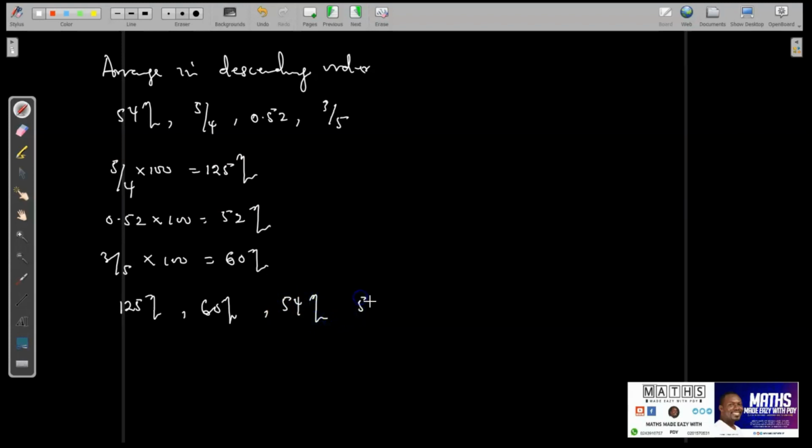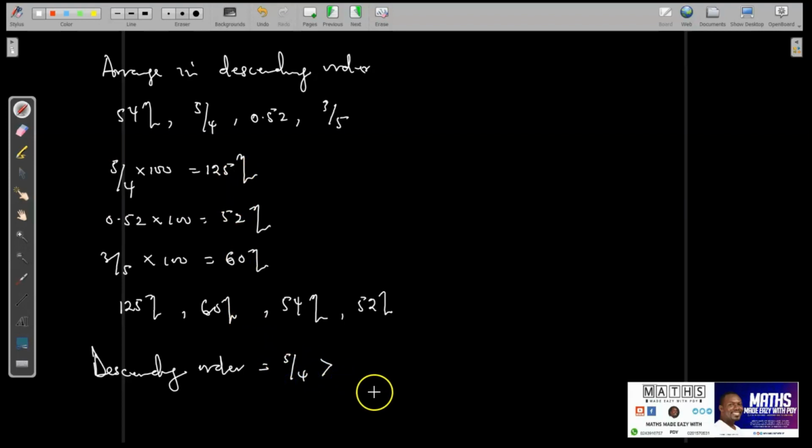But you should bear with me that the question given to us was not in percentages, or these were not the numbers that were given in the question. So all that we need to do is to just write the actual values representing the percentages that we've given here. So in descending order, our answer must be 125% is being represented as 5 on 4.